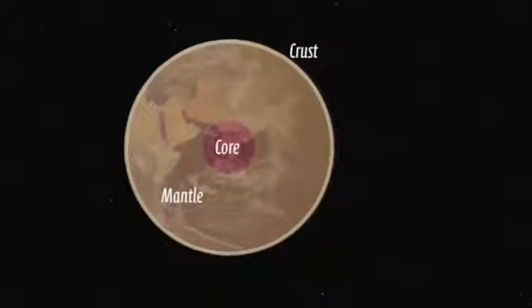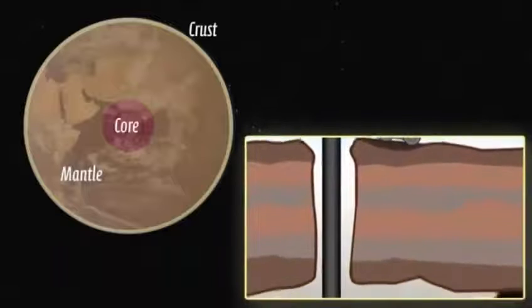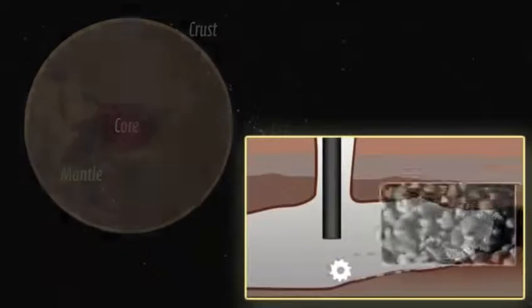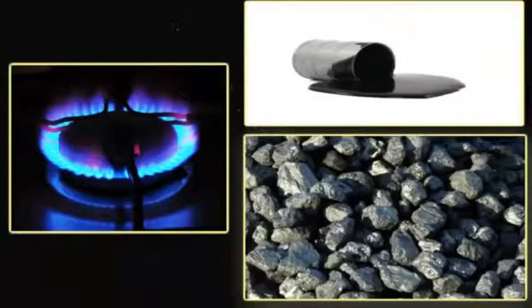If we dig in the right spot, we can find these ancient remains. But they don't look like animals or plants anymore. They have transformed into coal, or gas, or oil. We call these fossil fuels, and we can burn them to make the energy we need.